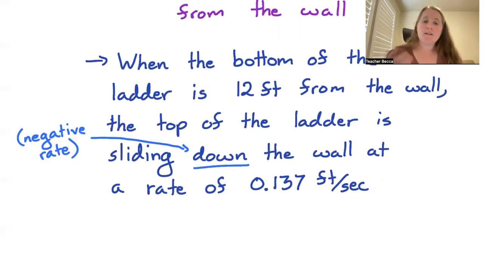So this is another possible situation we can have for related rates. In the next video, we will look at another Pythagorean theorem example.